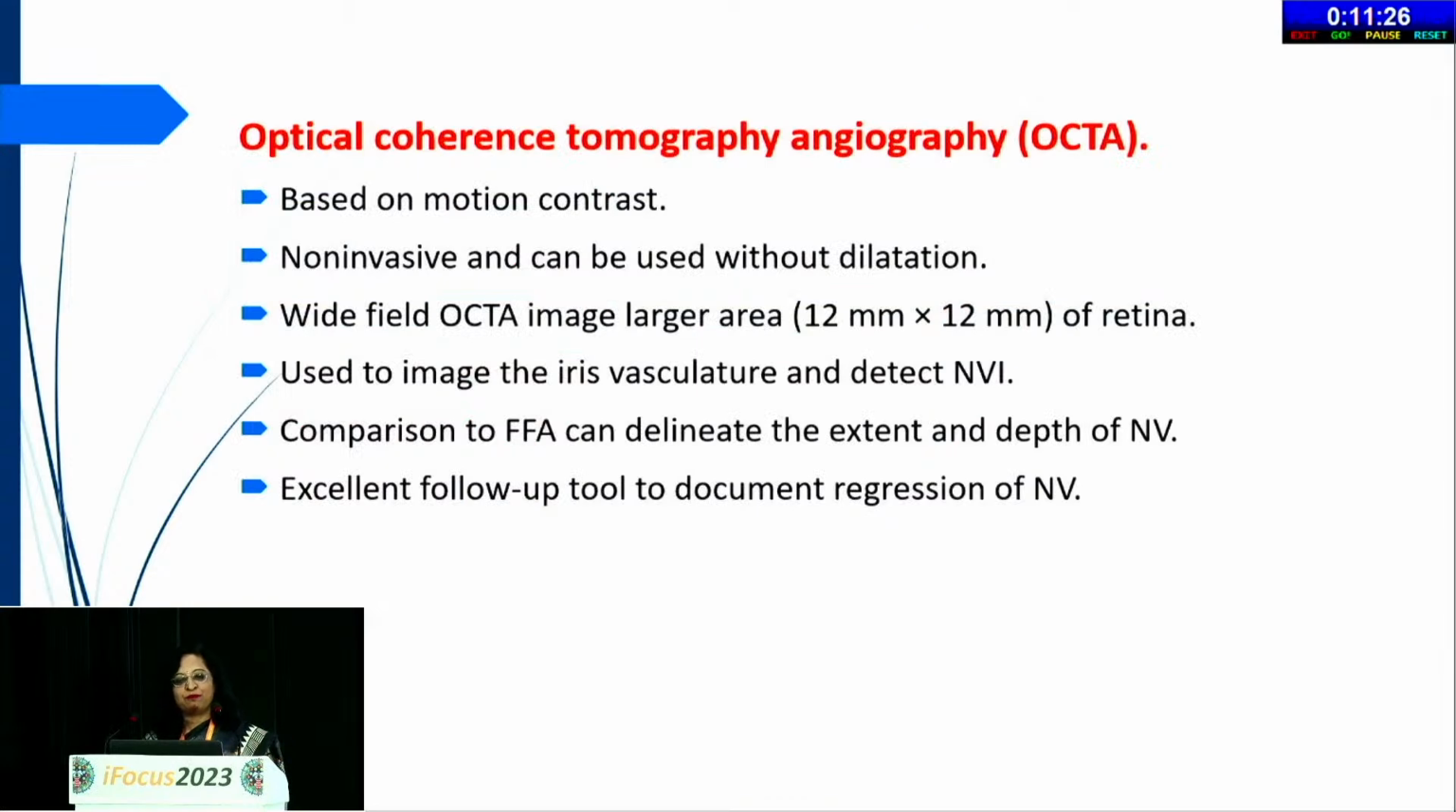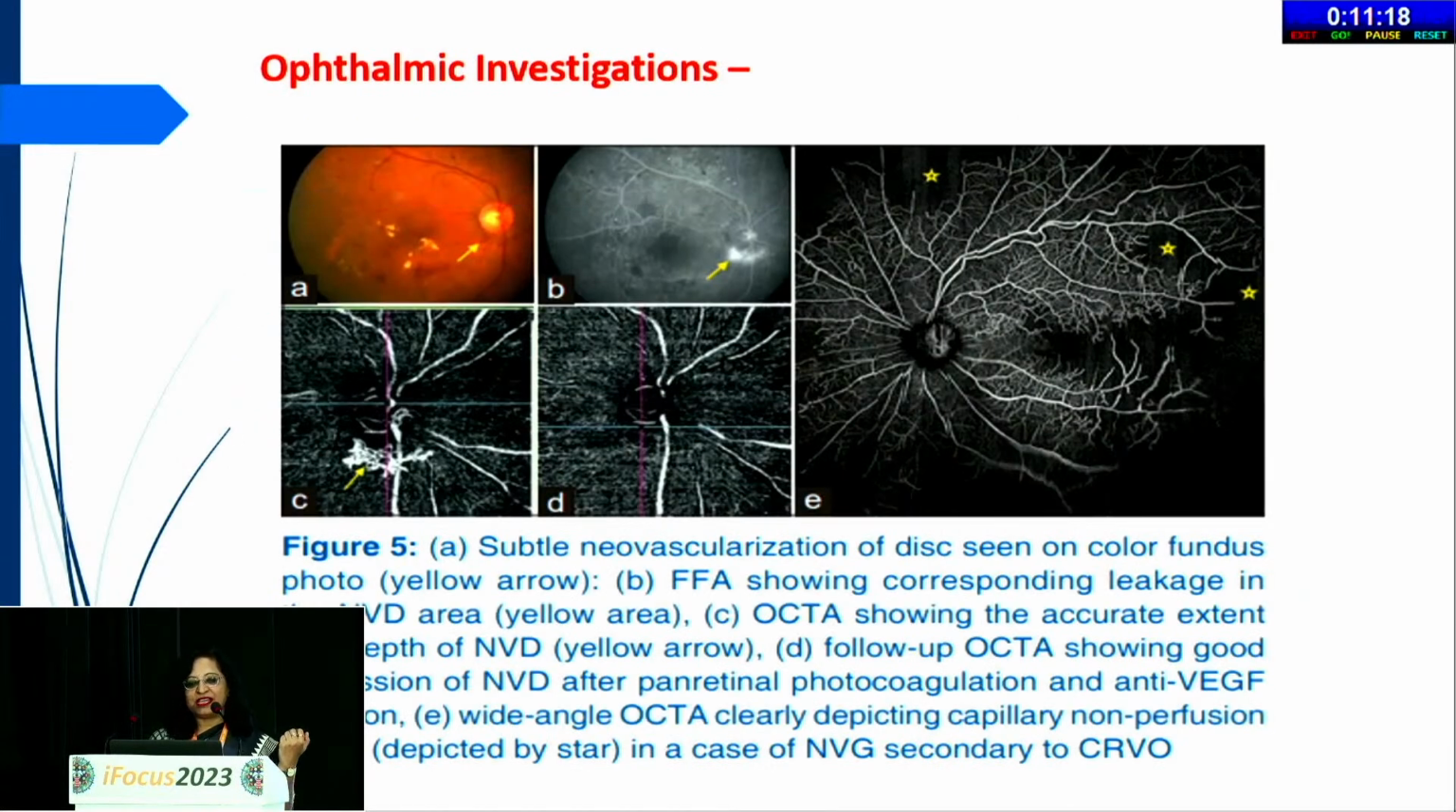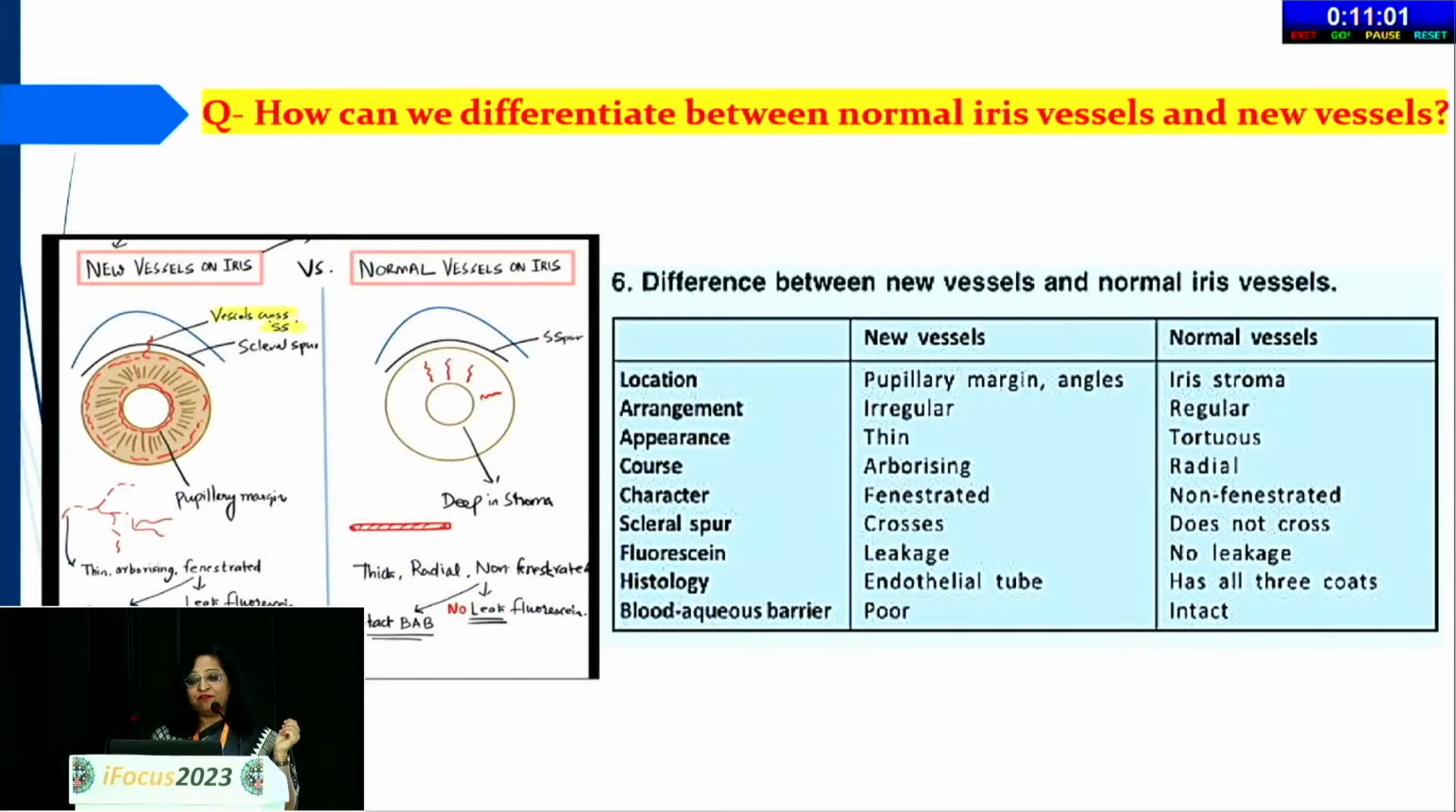OCTA is coming up because it is a non-invasive procedure and it can show you a larger area of the retina which is ischemic, and you can see even the vessels, the amount of vessels, and the regression of the vessels on treatment. So it's a good non-invasive investigative equipment which gives you the detailing. And you should be able to differentiate whether it is dilated iris vessels or new vessels.